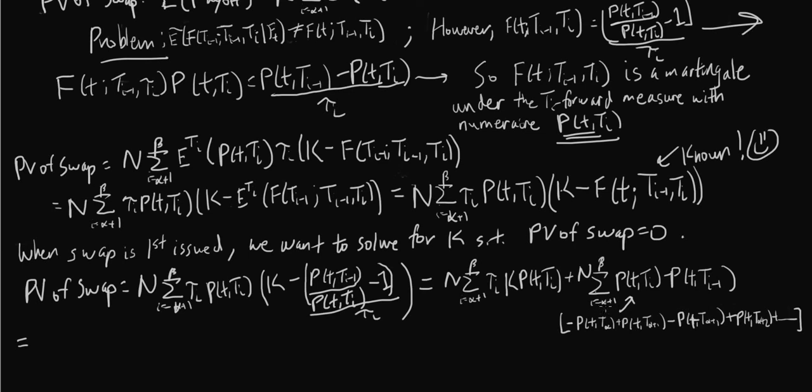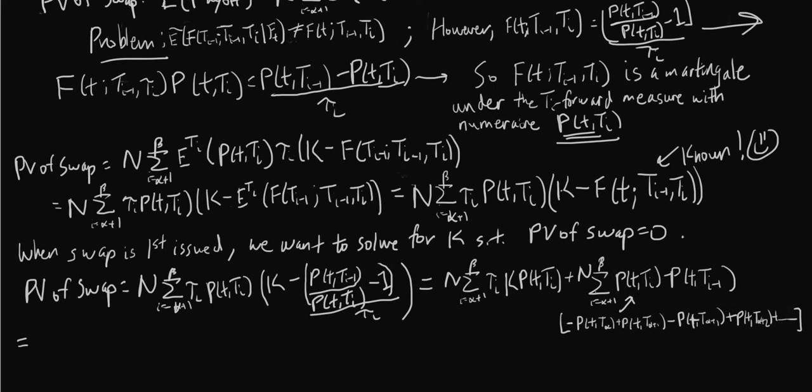For example, at i equals alpha plus 1, this basically becomes negative P(T, T_alpha), plus the price of the zero coupon bond expressed at time T_(alpha+1), minus the price of the zero coupon bond expressed at T_(alpha+1). So these guys would cancel. And you get successive cancellations going forward, all the way until you get to T_beta.